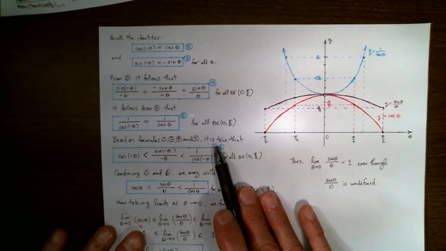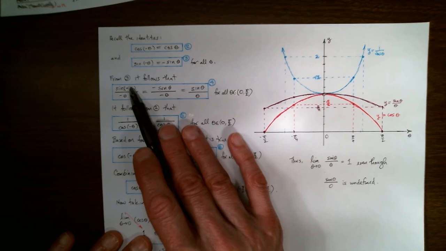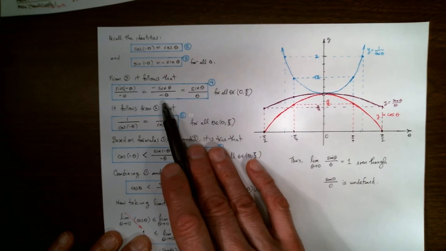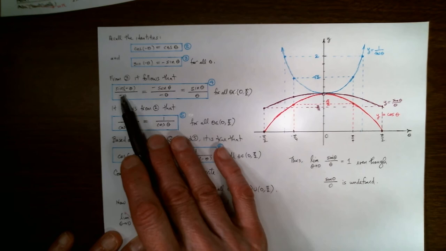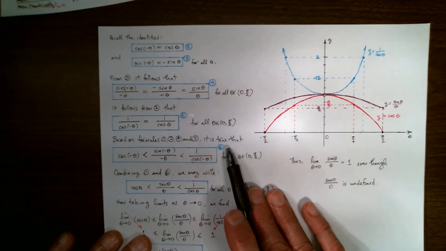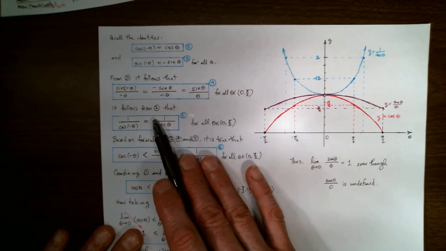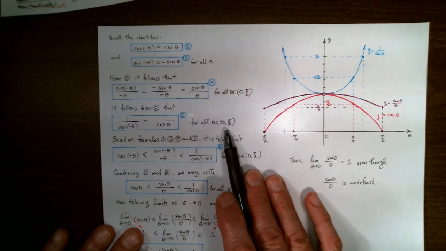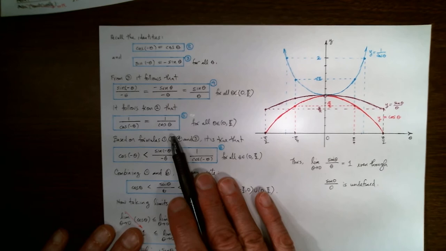And so therefore, if we consider the ratio sine minus theta to minus theta, because the sine is odd, we could replace the sine of minus theta as minus sine theta over minus theta. And now the negatives cancel, so we have sine minus theta over minus theta is the same as sine theta over theta. Again, valid certainly for any theta between 0 and pi over 2. So now consider the fact that the cosine is even, and therefore 1 over the cos of minus theta must be the same as 1 over the cos theta, again for all theta between 0 and pi over 2, since the cos of minus theta is always the same as the cos theta.